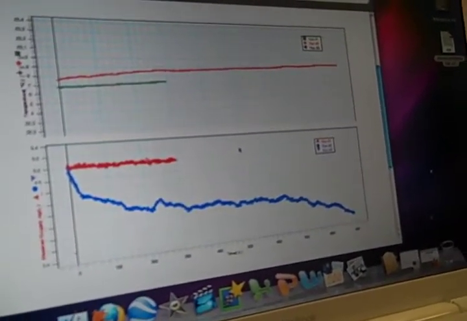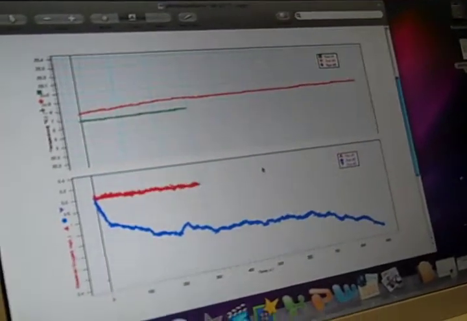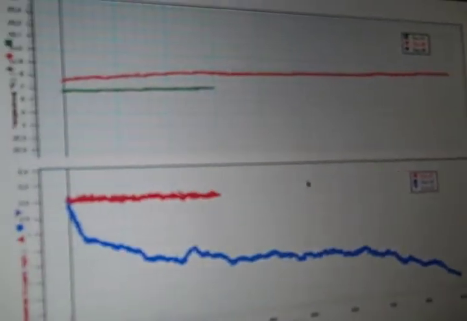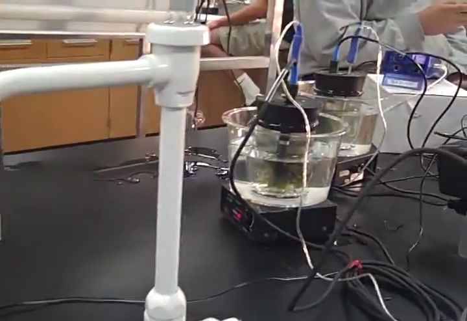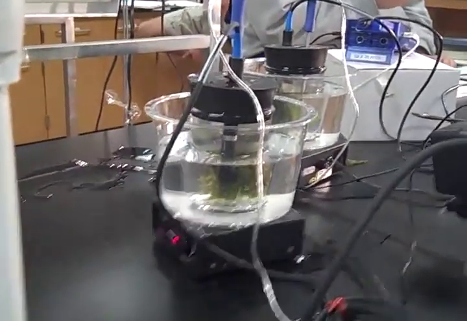How would you explain that, Adam? Well, we don't really know why the oxygen decreased, but I predict that the reason is because there's a foam top at the top of the Elodea plant that might have absorbed the oxygen as the experiment was happening. The blue line on the bottom shows.